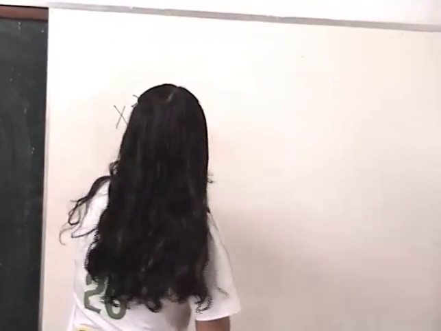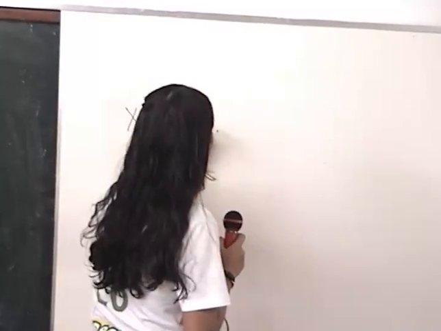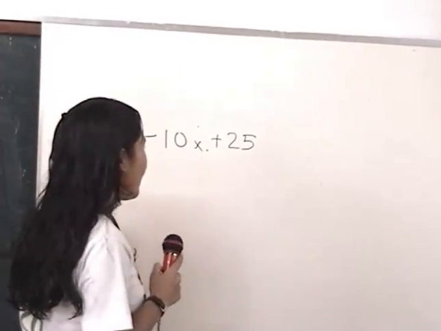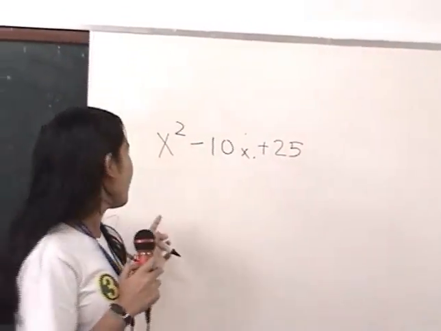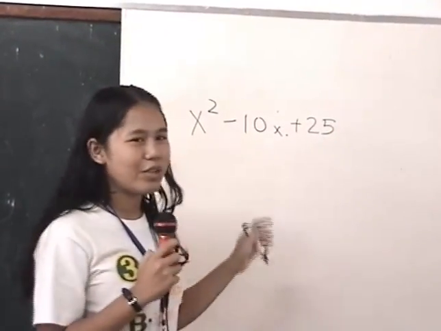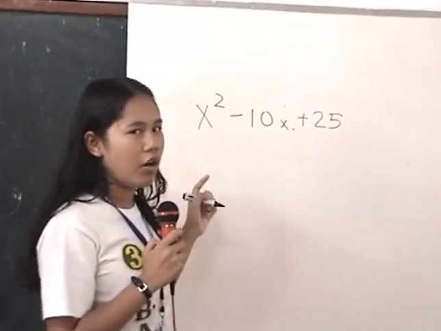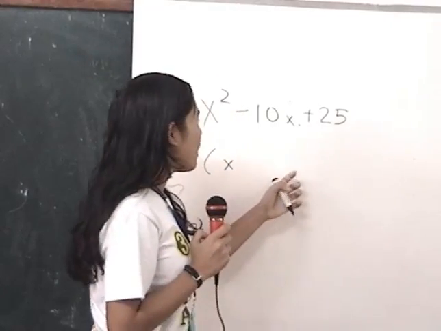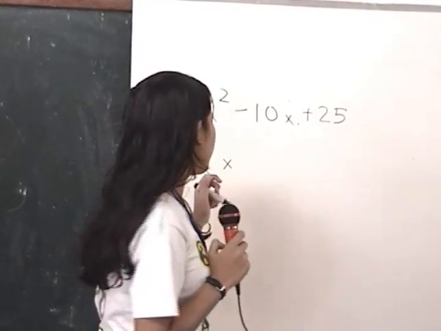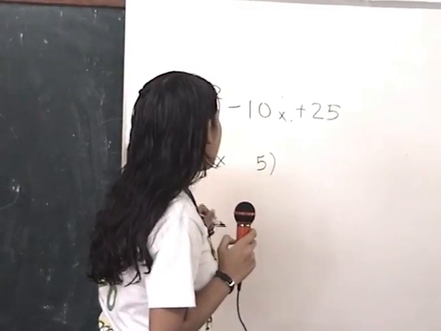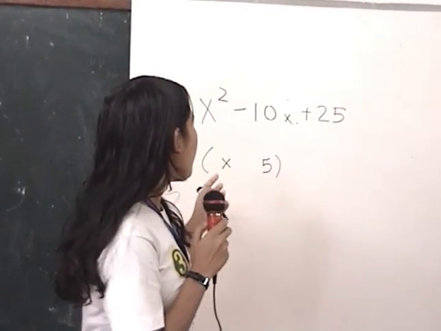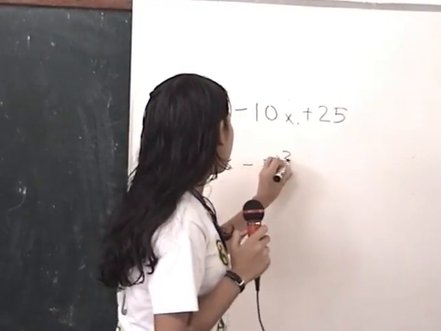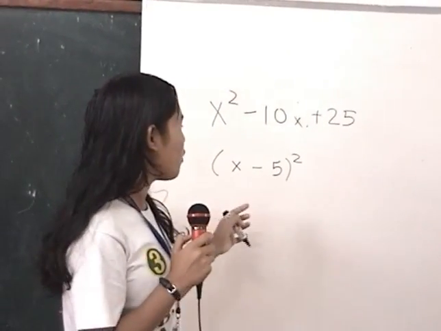X squared minus 10x plus 25. To get the factor of x squared minus 10x plus 25, first get the factor of x squared, which is x. Then get the factor of 25, which is 5. Then copy the sign of the middle term, which is negative. So the answer is x minus 5 quantity squared.